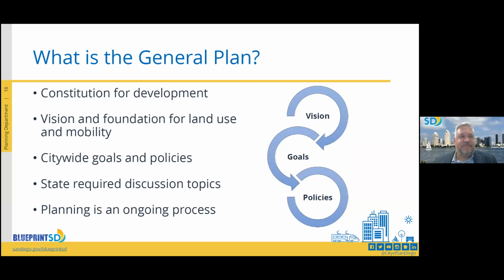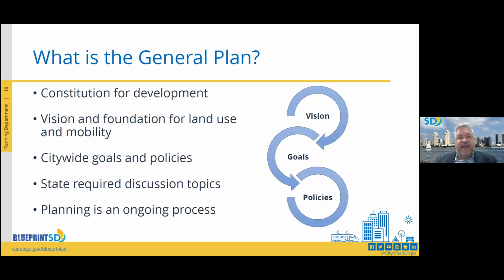Next slide, please. The general plan was comprehensively updated by the City Council in 2008. It's a constitution for development within the city. The general plan provides a broad citywide long-range vision, as well as a foundation for decisions that affect land use as well as mobility. It provides a comprehensive slate of citywide goals and policies. The general plan contains 10 topic areas, which are also referred to as elements. Since its adoption, the general plan has been amended 4 times to address new issues. The general plan itself is a document that's designed to be comprehensively updated, but yet also to be amended as new issues arise throughout the course of its implementation.